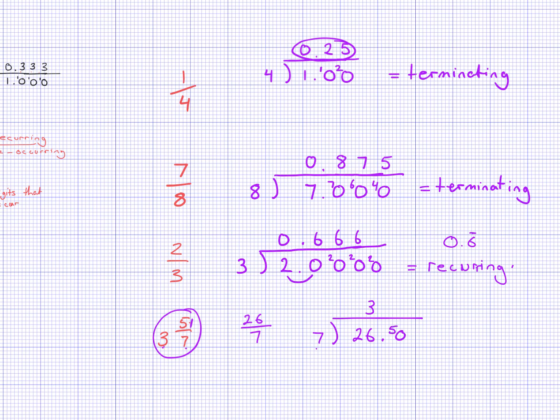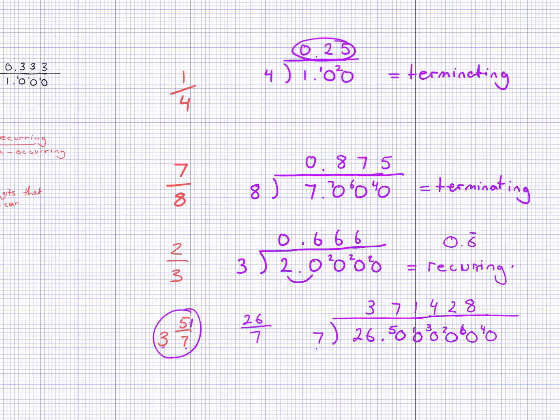How many 7s are in 50? There should be 7 with 1 left over. How many 7s are in 10? There should be 1 with 3 left over. How many 7s are in 30? There should be 4 with 2 left over. How many 7s are in 20? There should be 2 with 6 left over. How many 7s are in 60? There should be 8 with 4 left over.